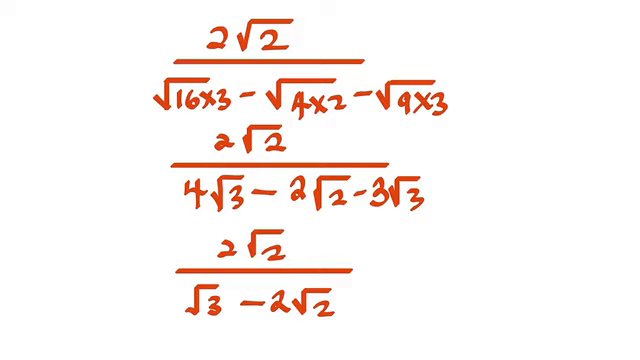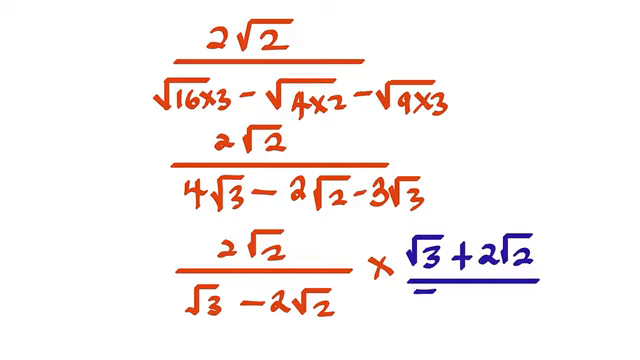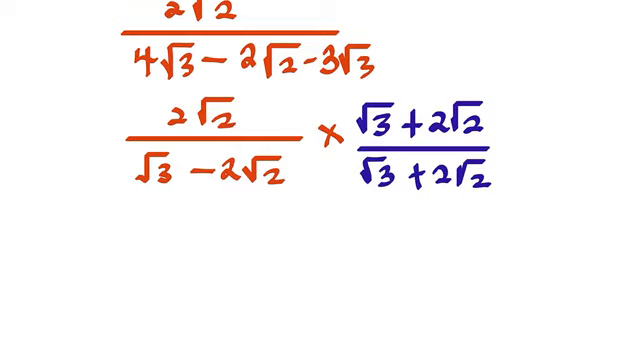All right, so the next thing we're going to do is take the conjugate of this by multiplying by the conjugate. The conjugate of the denominator is root 3 plus 2 root 2. So 2 root 2, divided by root 3 minus 2 root 2, multiplying this by all of this. So what are we going to have? We're going to have 2 root 2 times root 3.